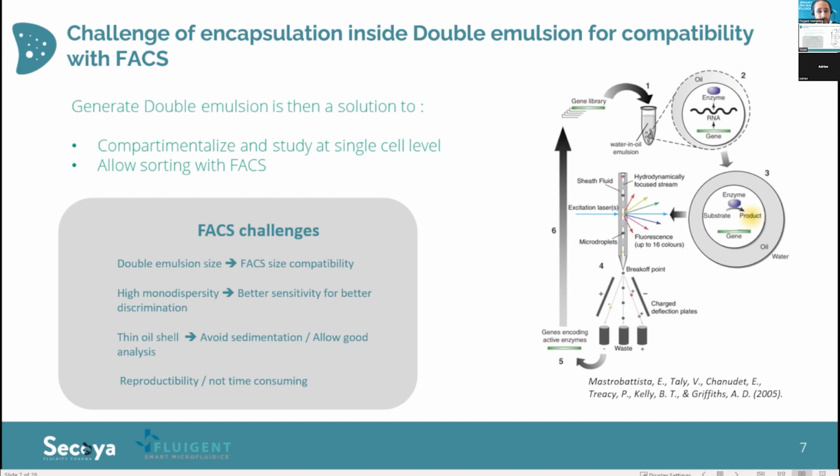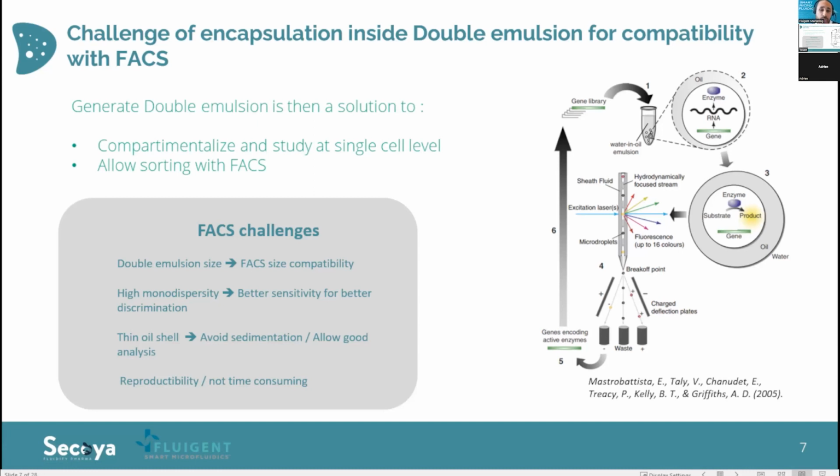Another important parameter is the monodispersity. You will need a double emulsion with high monodispersity to always have the same sensitivity, for better discrimination after analyzing with the FACS, and to be able to detect which cells are expressing something and which are not expressing. Another important parameter is the oil shell. You need a thin oil shell in order to avoid sedimentation of the double emulsion inside the capillaries of the FACS, and also to have a good analysis.